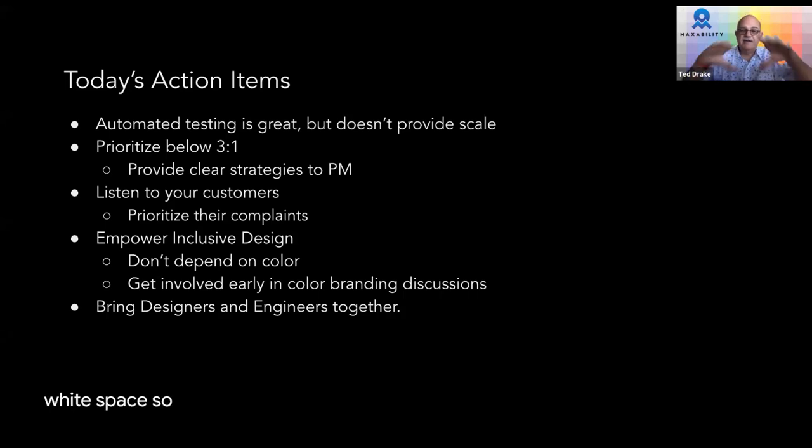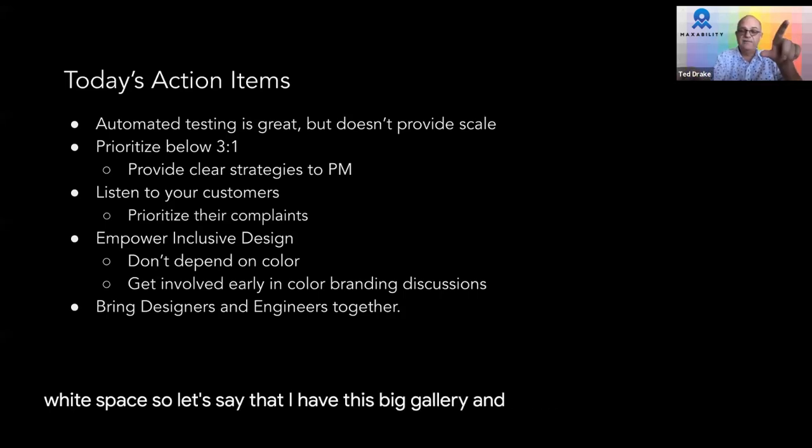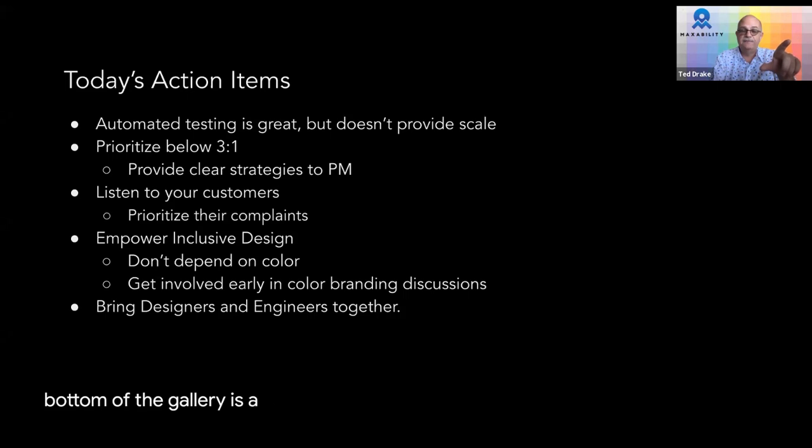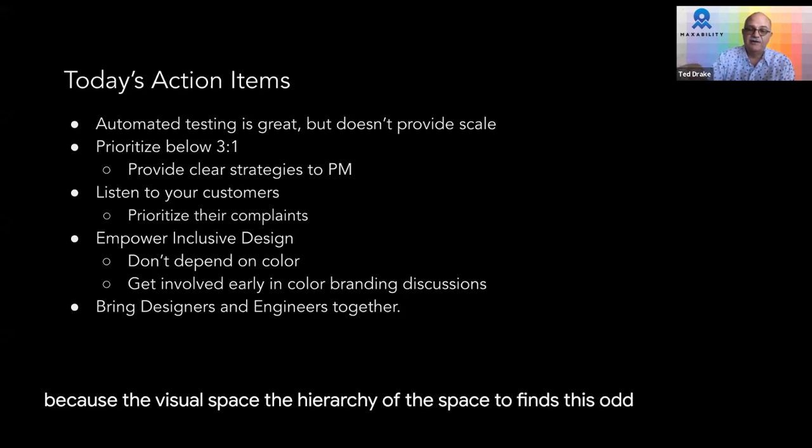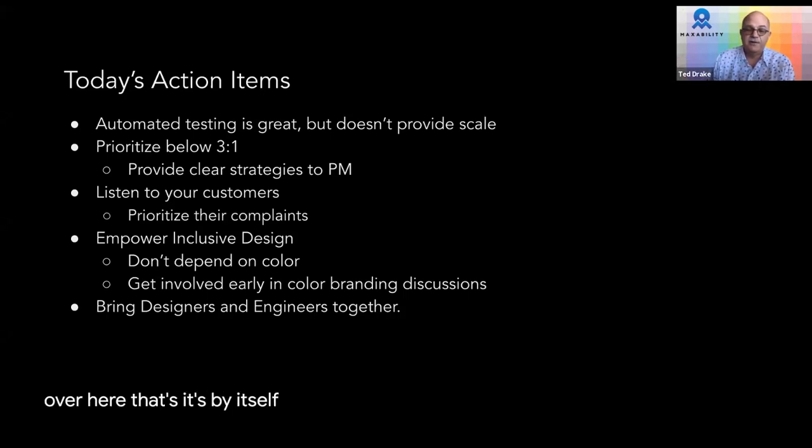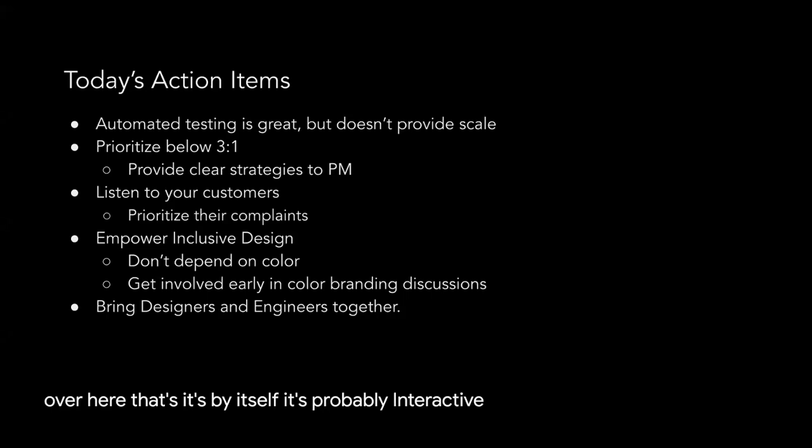So let's say that I have this big gallery, and at the very bottom of the gallery is a string with a glyph, and it sits by itself, then you don't need an underline on that. You could probably get away with it, because the hierarchy of the space defines that this object that sits by itself is probably interactive. Oh, okay. So if it sits by itself and there is space around it, that should be fine.